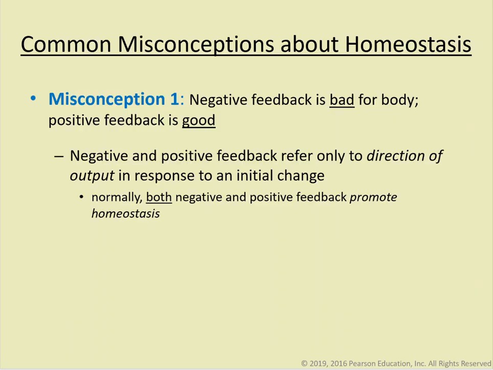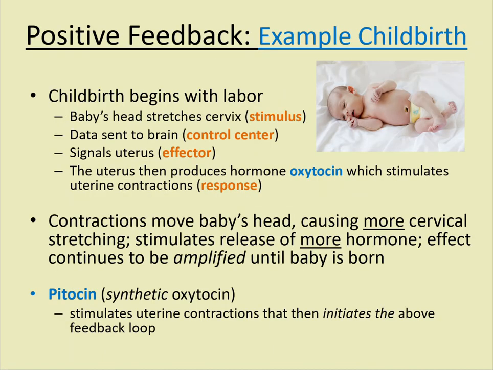All right. The last example that I'm going to put here is about childbirth. And what this has to do is with labor. So when labor begins, you have the baby's head stretching the cervix. This is the stimulus that is felt in this specific example of positive feedback. There's the stimulus, the baby's head stretching the cervix. This sends a message to your brain, which is your control center.